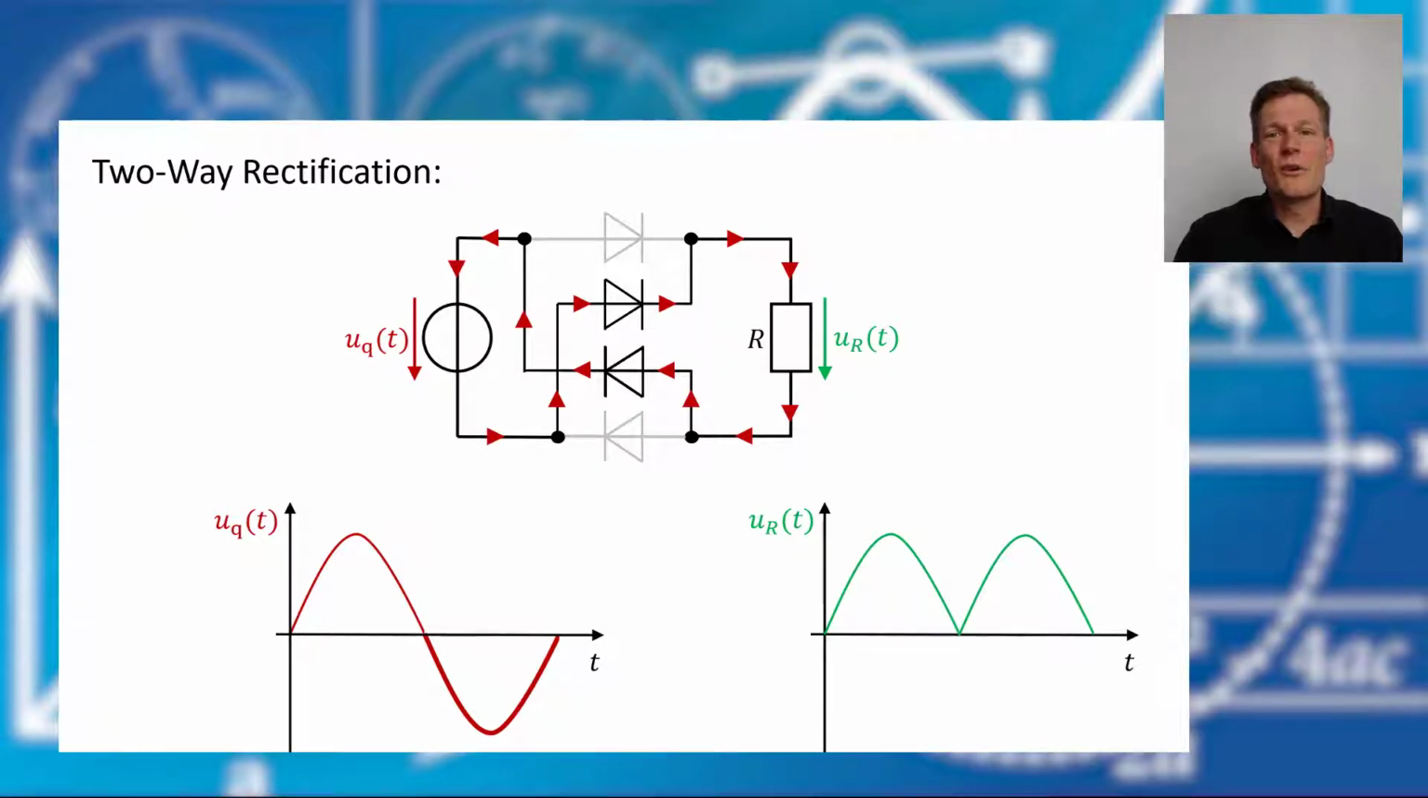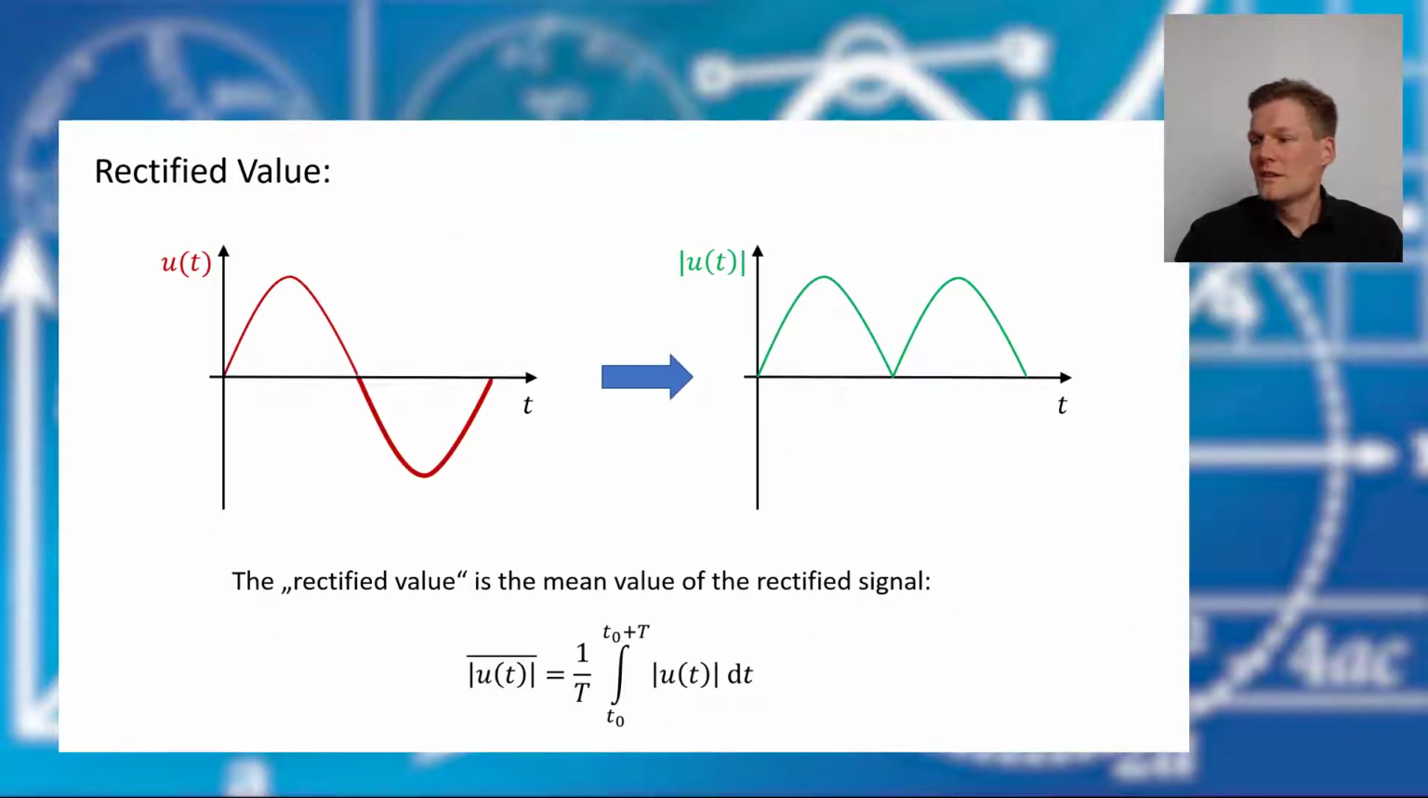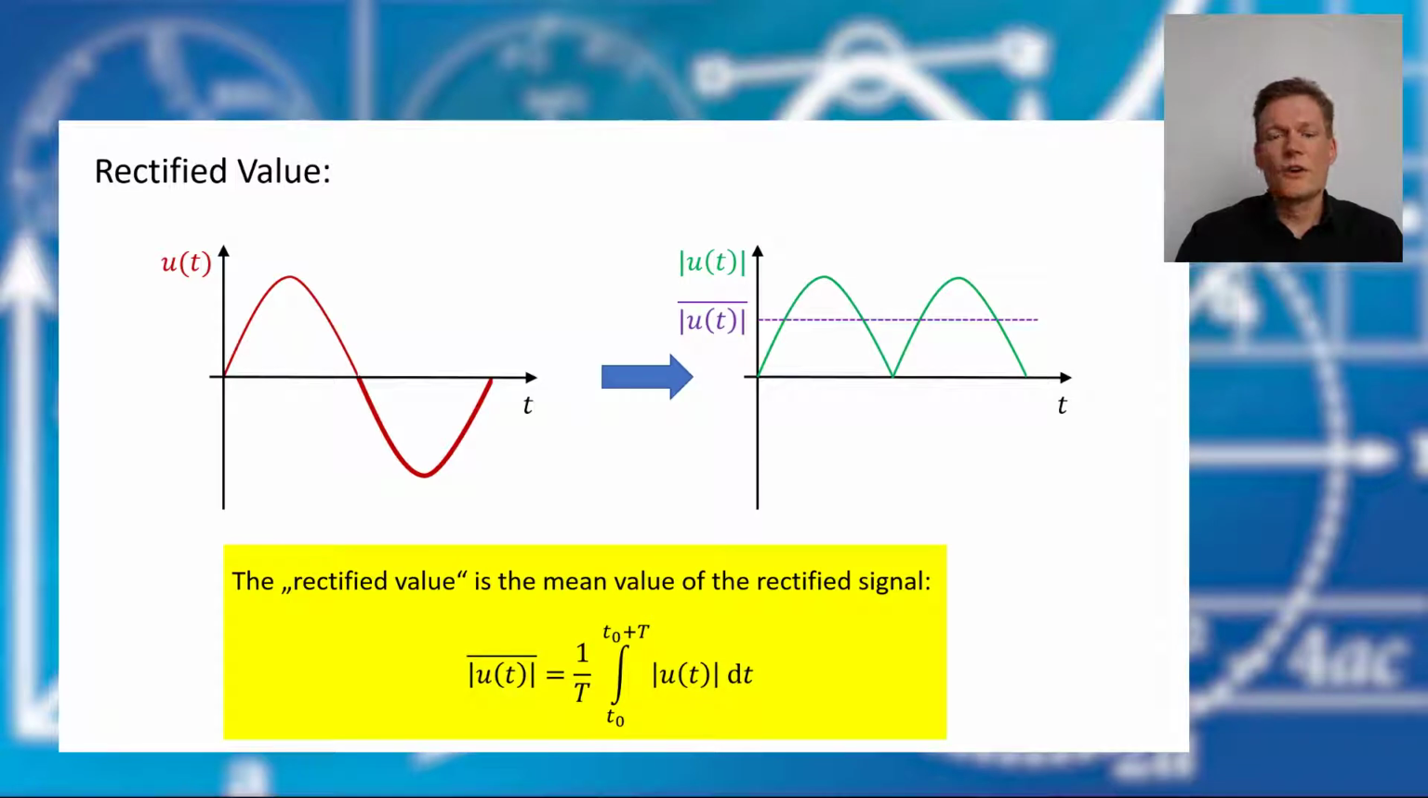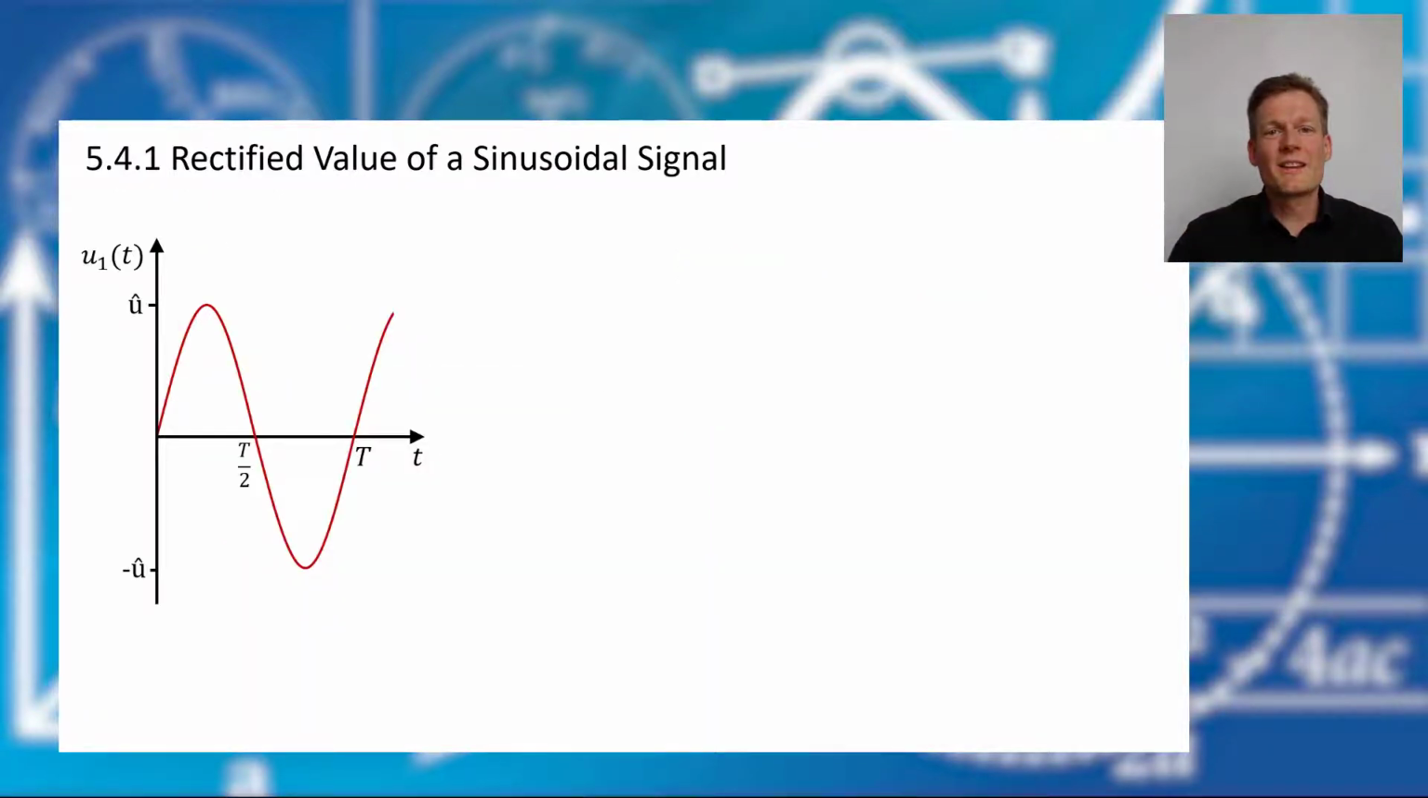Let's go back to our voltage signal. We saw how we could rectify a signal, and the so-called rectified value is the mean value of this rectified voltage. So that means the rectified value is calculated by the mean value of the absolute value of our original function. Let's calculate the rectified values for our known three different signals we have.